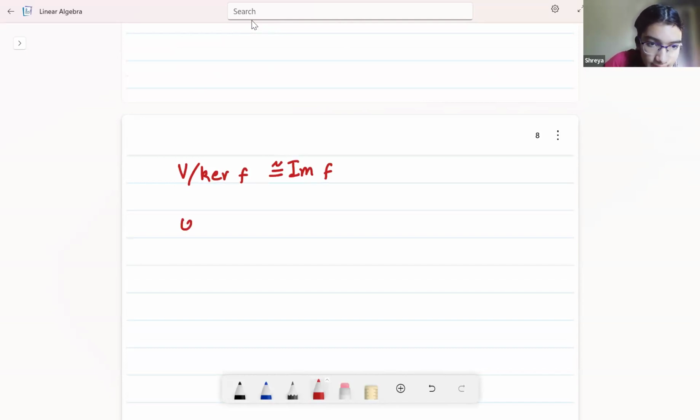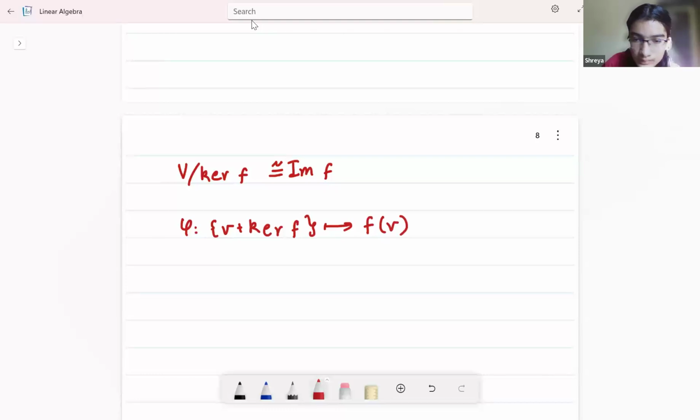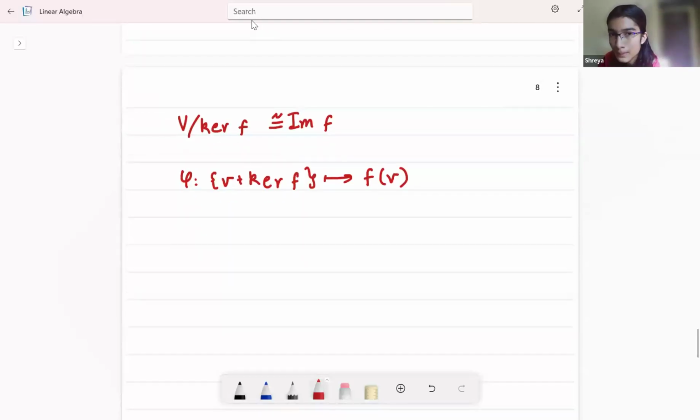Okay, so our function phi is that which takes an element of a set of the form v plus kernel of f and sends it to f of v. That's it. And we claim that, first of all, this is well defined, and also it is an isomorphism. Is everything clear until this point?